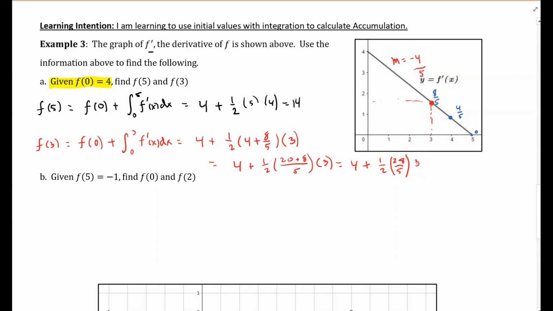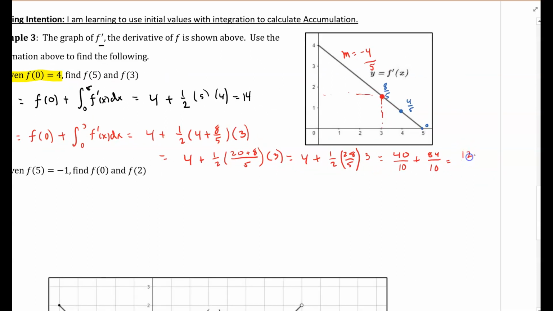Okay, so what do we get here? Okay, so 4 plus, I have 28 times 3, that's going to be 84. So 4, I'm going to say 40 over 10, right? That's 4 plus 84 over 10. Okay, and this gives us 124 divided by 10, which is 12.4. Whew! Sometimes you got to flex those algebraic skills to make sure that you still got them.